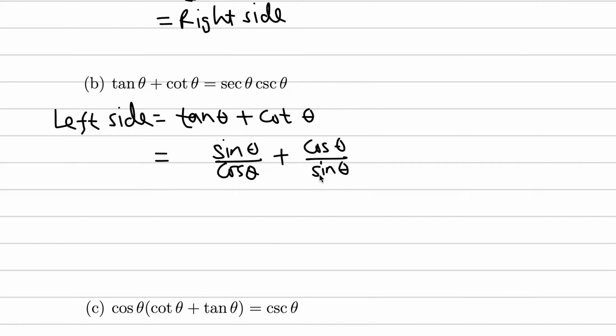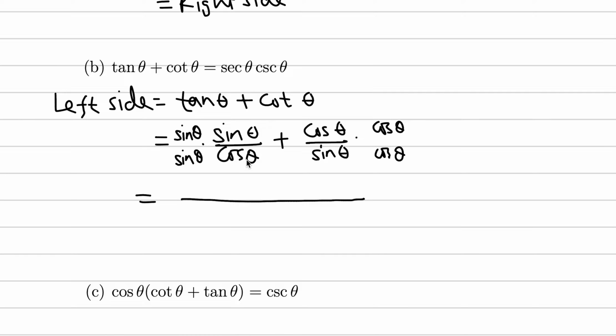Now we need to add these two fractions. For that we need to make a common denominator, the same denominator. Here is cosine, here is sine. So let's multiply first by the bottom of the second. We multiply sine theta on the top, sine theta on the bottom. Here we multiply this fraction by cosine on the top, cosine on the bottom. This way we get the same denominator, which is sine times cosine.